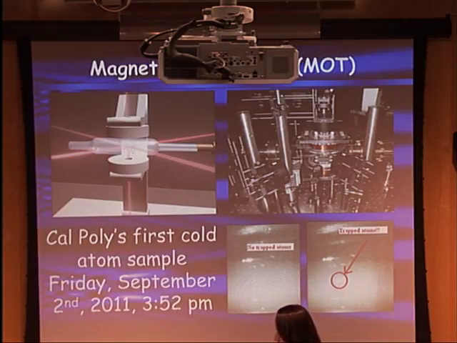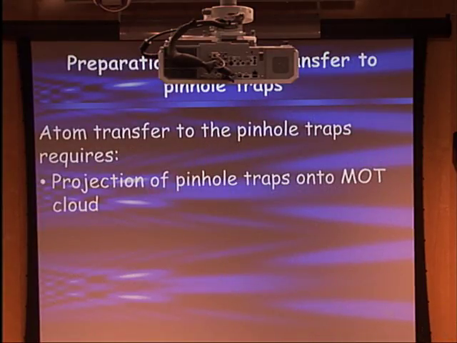Good, so we have our MOT working, and what we're working on right now is trying to take those atoms from the MOT and transfer them to our pinhole traps. There are lots of things we need to accomplish for that. First, instead of putting the pinhole mask right in our ultra-high vacuum chamber where the MOT is forming, we're going to project it in there, because if we put the pinhole mask inside, then each time we decide to try a different size or a different pattern, we'd have to break vacuum. And if you've ever worked with ultra-high vacuum, it's something you really want to avoid at all costs. The other reason is, if you put the plate in there, we'd be obstructing the MOT beam, so the optical access becomes an issue too.